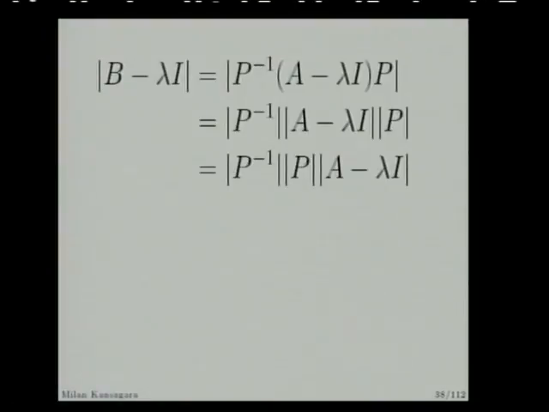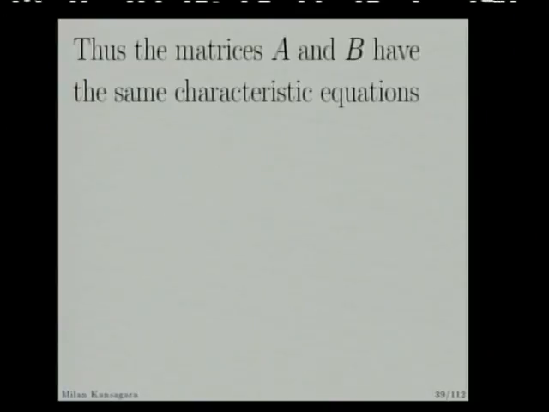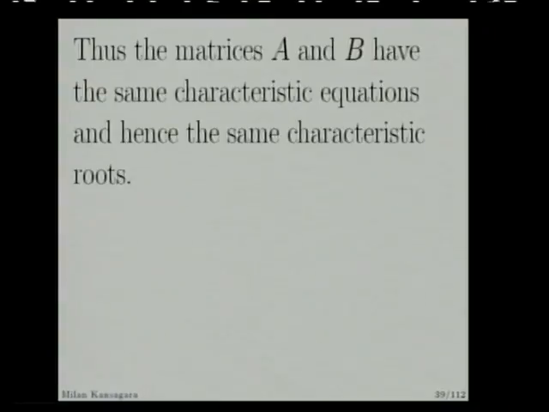And now the determinants are just real numbers. So we can arrange it as determinant of P inverse into determinant of P into determinant of A minus lambda I. By simple algebra of determinants, we will get determinant of A minus lambda I. So determinant of B minus lambda I is equal to determinant of A minus lambda I. It means the characteristic polynomials of A and B are the same. So thus the matrices A and B have the same characteristic equations and hence the same characteristic roots.